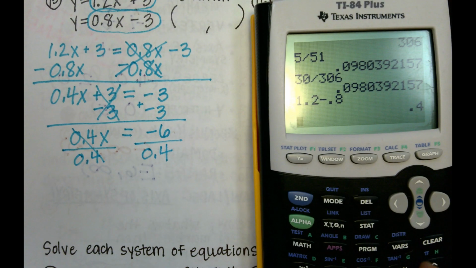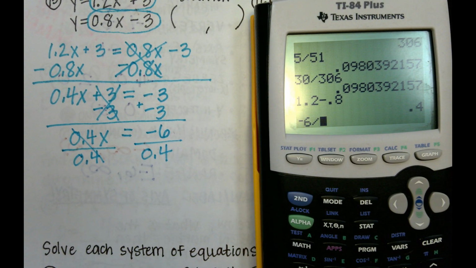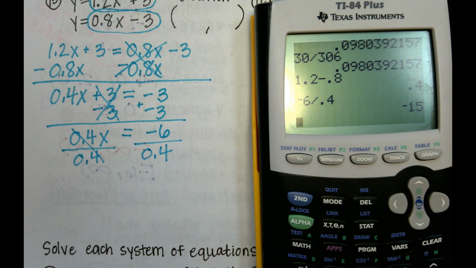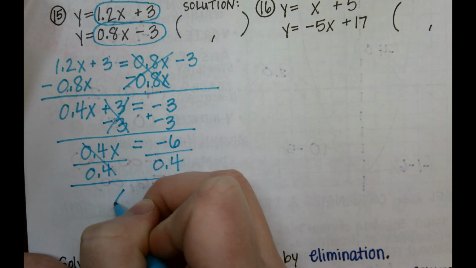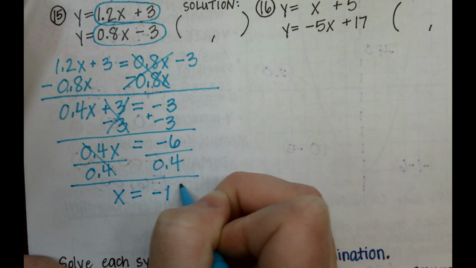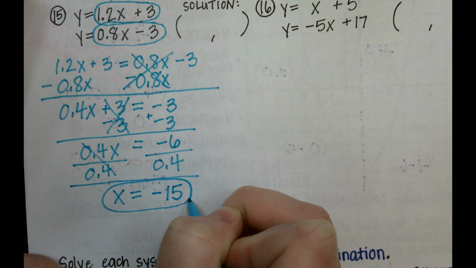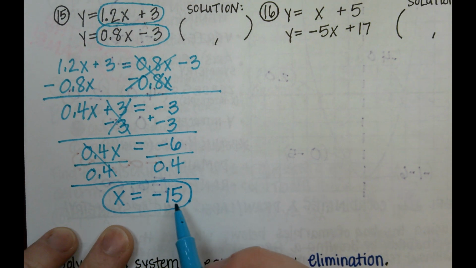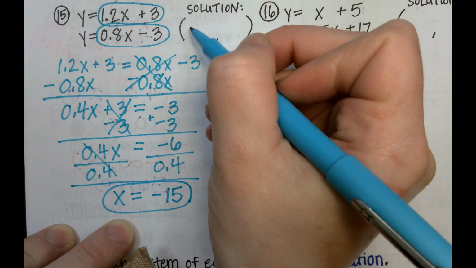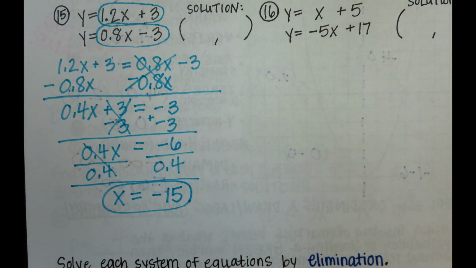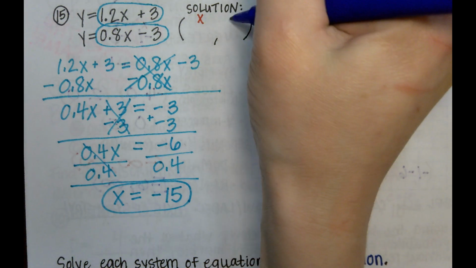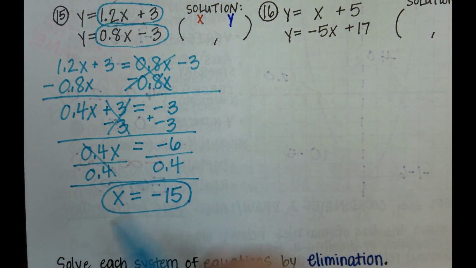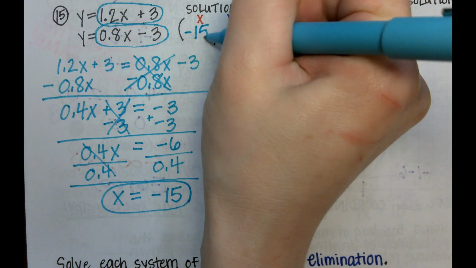So I'm going to type in my calculator negative 6 divided by 0.4. Negative 15. Awesome. So x equals negative 15. All right, so since we have our x value, we can go ahead and put that in the x spot of our solution. And don't forget, x always comes first in a coordinate. So negative 15 is our x.